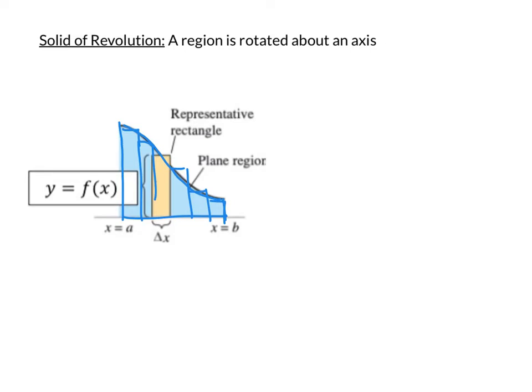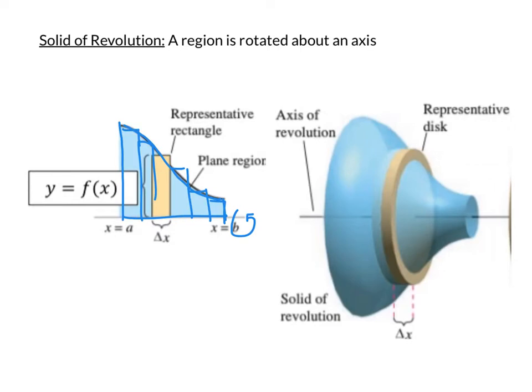But now what we're going to do is to take this region and rotate it around the x-axis. When we do that, we're going to end up with a solid, a three-dimensional shape that is rotated around an axis, hence the name, the solid of revolution. And notice that now, instead of a representative rectangle, we're going to use this representative disk.